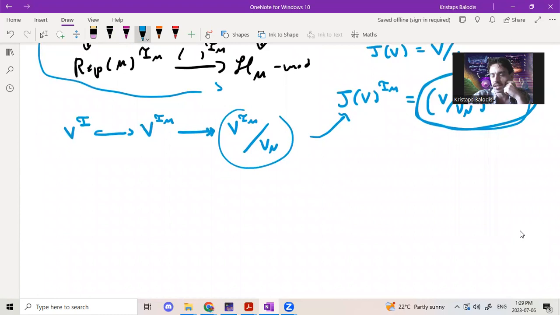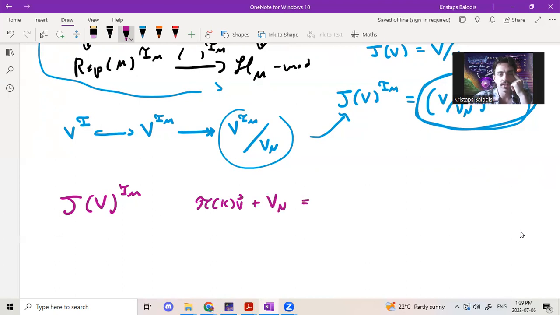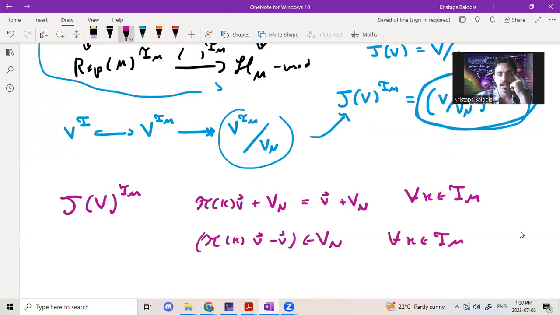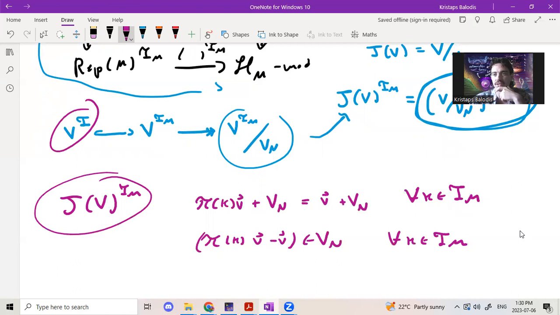it's not even clear to me that there should be an isomorphism, right? If you think about unpacking (J_N V)^{I_M}, well, what does it mean to be I_M fixed? This says that the cosets π(k)v + V_N are fixed for all k in I_M, right? So in other words, π(k)v − v is in V_N for all k in I_M, right? That's basically the condition on this space, but that seems like a very different condition than this, right? So probably it's some sort of intertwining integral.